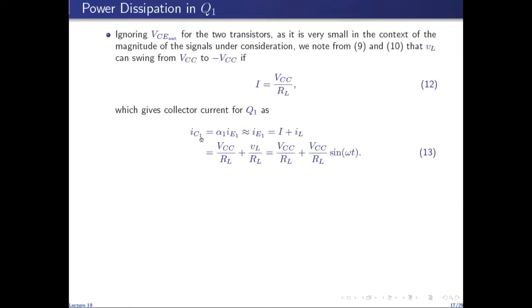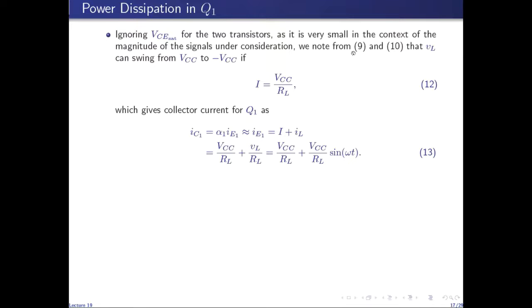This is the total collector current in terms of the total emitter current. So we can ignore alpha 1 and approximate the total collector current by the sum of the biasing current and the load current. So bias current is equal to VCC over RL, and load current is given by VL over RL. So both total load current and total load voltage are AC in nature. Their DC content is 0.